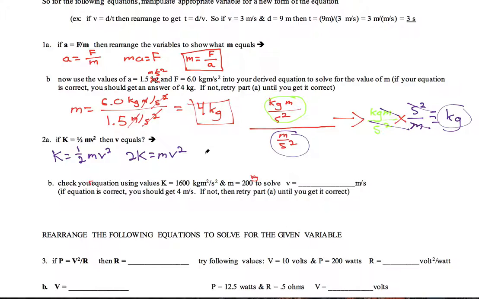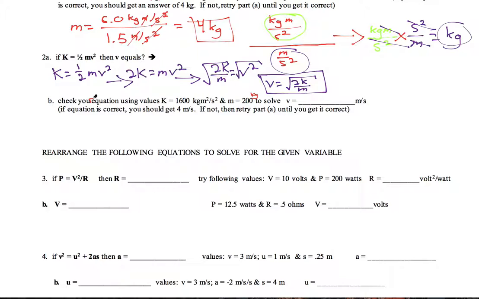I could divide by m next. Let me put arrows here so we know what we're doing. I could do 2k divided by m equals v squared. And then I can take the square root of both sides, and then I would get what v equals. And v would be this bit here, the square root of 2k over m. So that's the equation we're going to use for v.